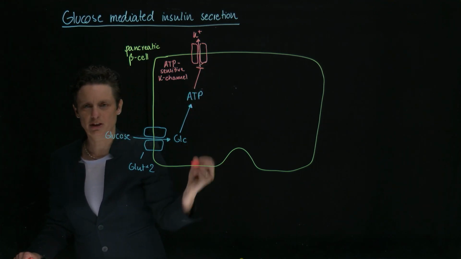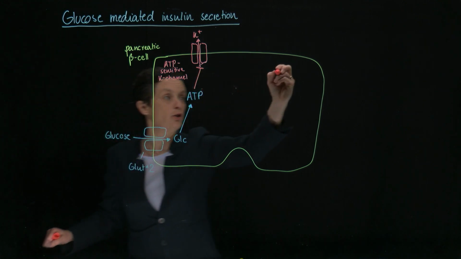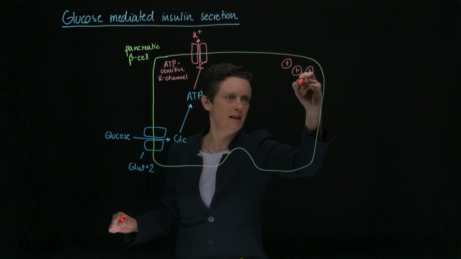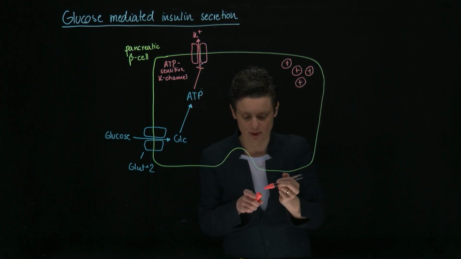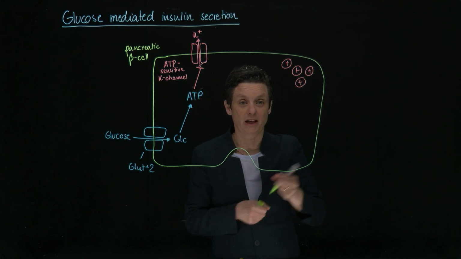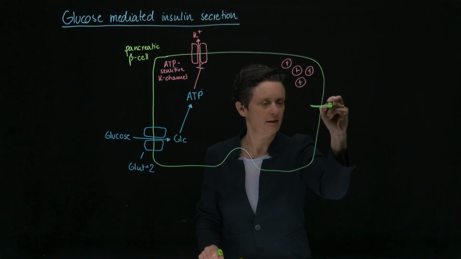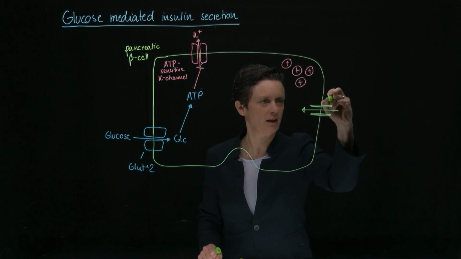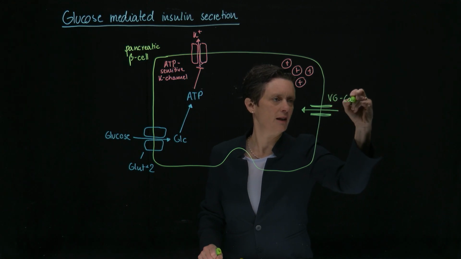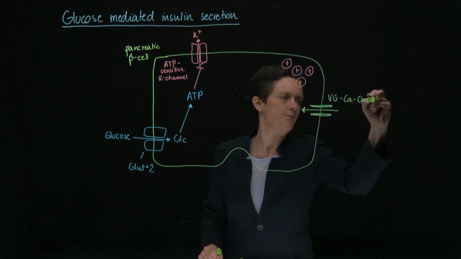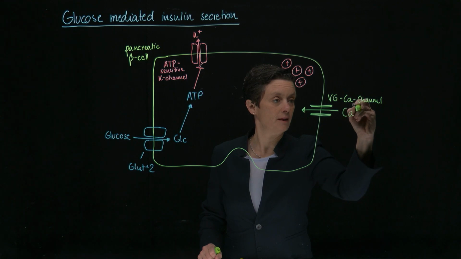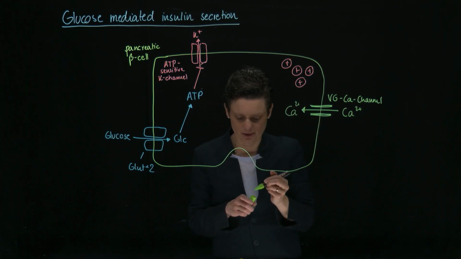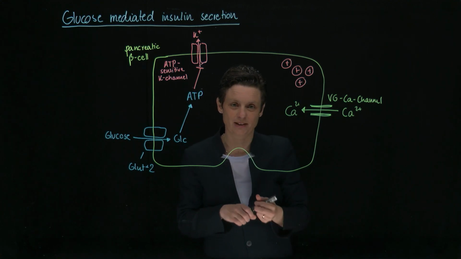So the ATP is going to close this channel. I'm going to make an inhibition here. It closes this channel, so positive charges will accumulate in the cell. And what is the consequence? Well, voltage-gated calcium channels. Let's make here such a voltage-gated calcium channel. It will open up and let in calcium. The moment we get calcium, calcium triggers exocytosis.